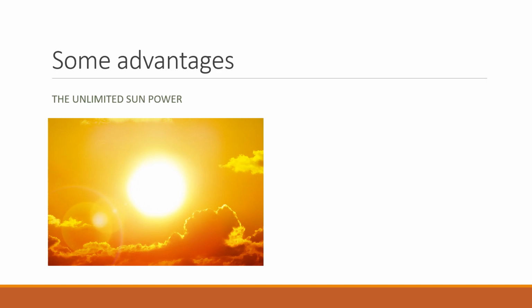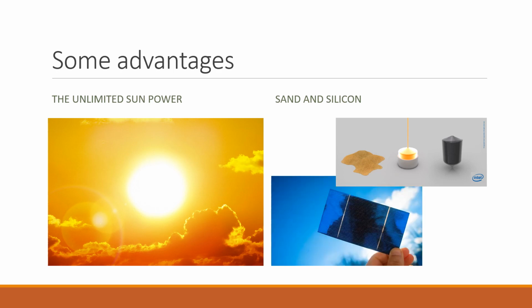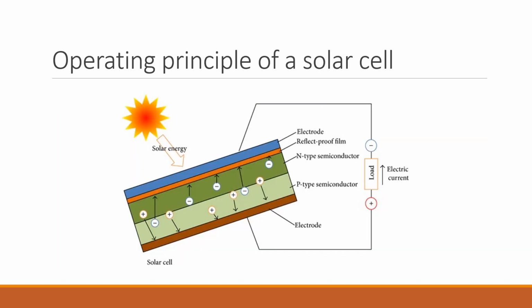There are other reasons to favor solar power besides the sun's consistent presence, such as the abundance of sand in the world that is used to manufacture silicon, which is a main element in photovoltaic cells used in solar panels, just to name a few reasons. I'll now briefly go over the structure of a solar cell.